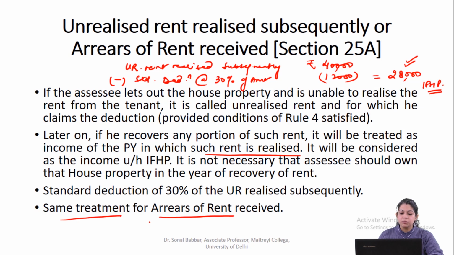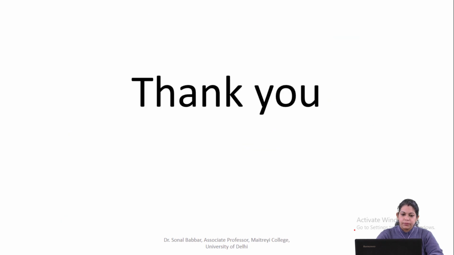And the same treatment will be applied if the arrears of rent have been received and the rent has been revised with retrospective effect. So amount so received minus standard deduction at the rate of 30% of the amount so received, and the difference will give you income from house property. Thank you.